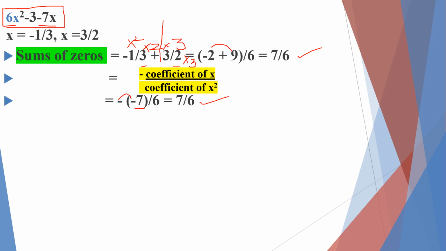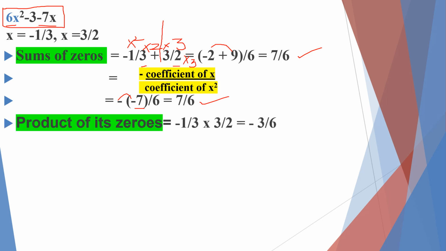First we are going to multiply minus 1 by 3 with 3 by 2. We are getting the numerator as minus 1 into 3, minus 3. Denominator 3 into 2, it is 6.